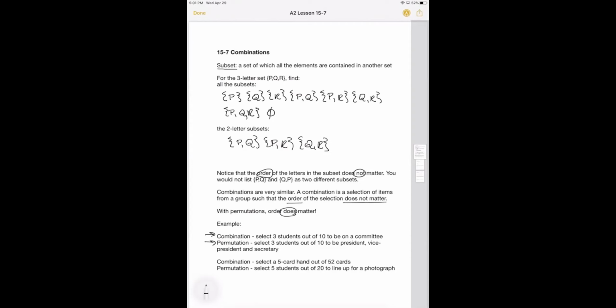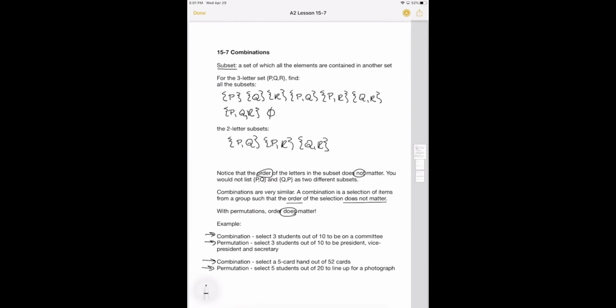Let's look at another example. A combination would be selecting a 5-card hand out of 52 cards. Now, does it really matter the order in which you hold them in your hand? If you have an ace, 2, 3, 4, 5, or if you have them in your hand as a 5, 4, 3, 2, ace, or an ace, 3, 5, 2, 4, it's just a general group of 5 cards in your hand. The order doesn't matter.